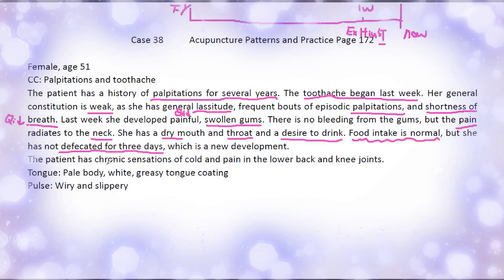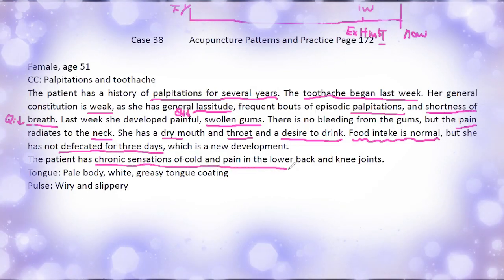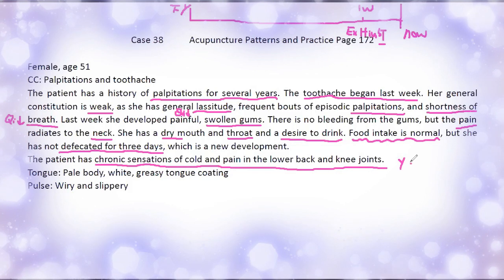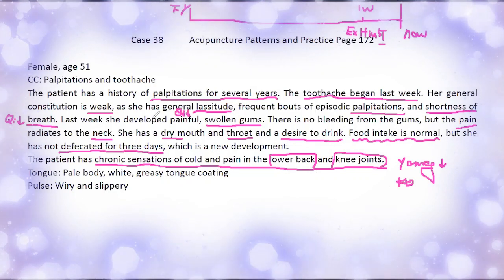The patient has a chronic sensation of cold and pain in the lower back and knee joints. Basically, that's the yang deficiency sign, especially in the lower part of the body. The lower back is the kidney area, and the knee joints belong to the kidney and also the liver. So we are thinking this case is kidney yang deficiency. And some qi deficiency signs with palpitations, that's heart qi deficiency.